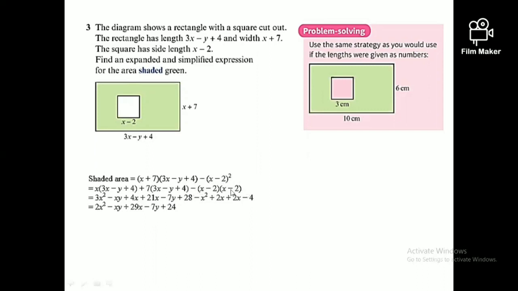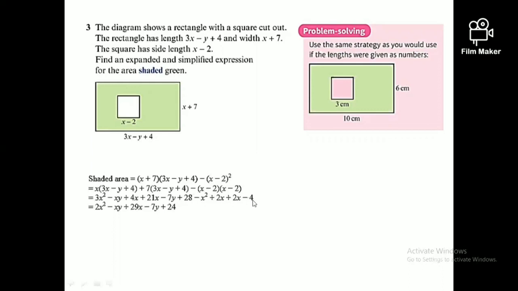X minus 2 into x minus 2: x into x is x squared. X into minus 2 is minus 2x, with this minus turns to plus 2x. Then minus 2 into x is minus 2x. If you multiply again with this minus, it's plus 2x. Minus 2 into minus 2 is plus 4. Again multiply with this minus is minus 4.